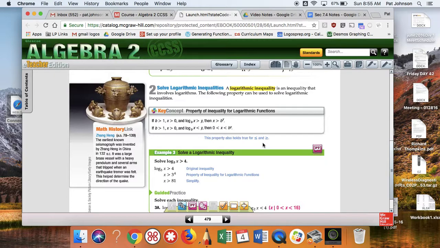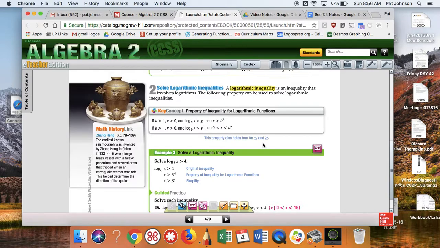So we just put it in an exponential function. Now, however, look at the less than. If you have b is greater than 1 and x is greater than 0, so x is positive, we're saying log base b of x is less than y, then x is greater than 0 but less than b^y. So we're just taking this and making an inequality.